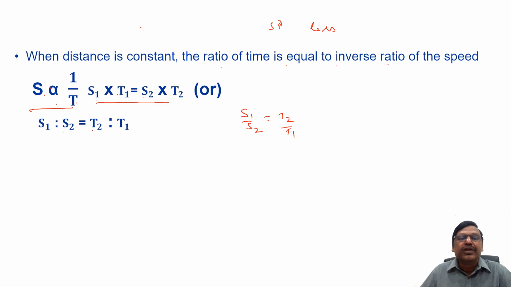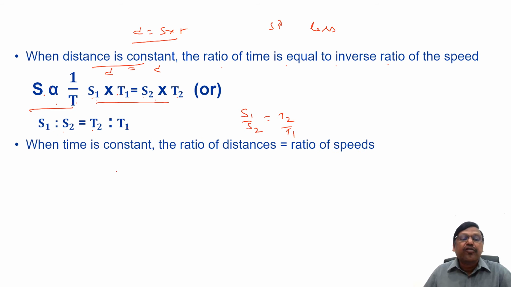Otherwise also, you know, distance is equal to speed into time. So when I say distance is the same, the first time speed into time and the second time speed into time will be the same, because the distance is the same, right? Okay, this is about speed and time.